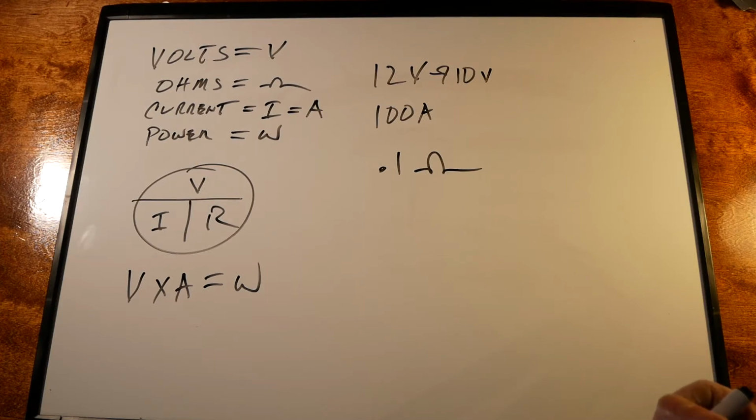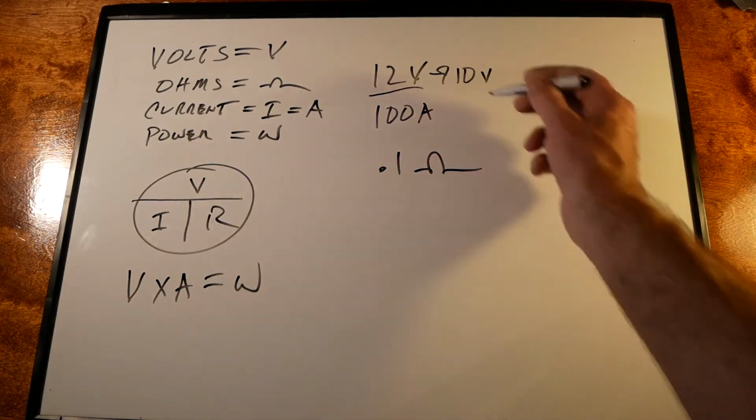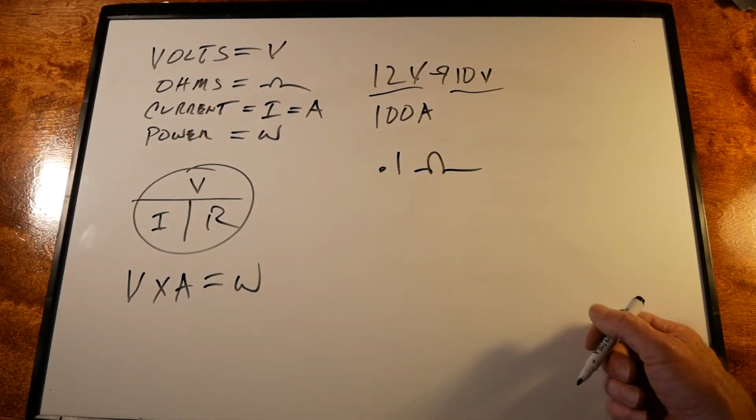That is an extremely low resistance value for a component. And it has to be that way because in order to get enough power out of a starter motor to spin an engine around, we need extreme amounts of current because we're limited in our voltage. In this case, 10 volts.